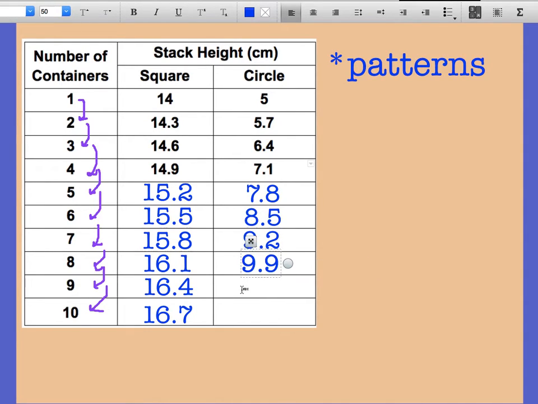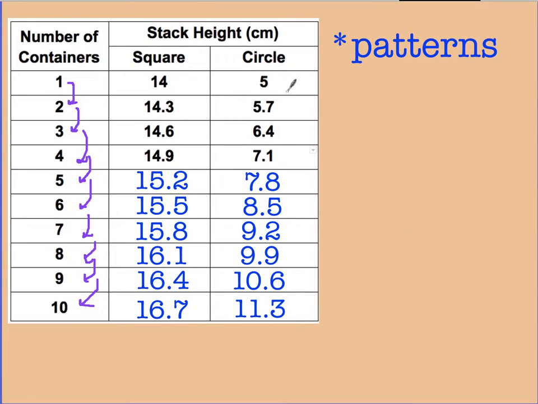9.9, then 10.6, or 10 6/10 if you prefer that. Then we get 11.3. So this time we just kept adding 0.7, or 7/10. Important to know that. And I usually like to write that down in my table here: plus 0.7, and over here, a plus 0.3.